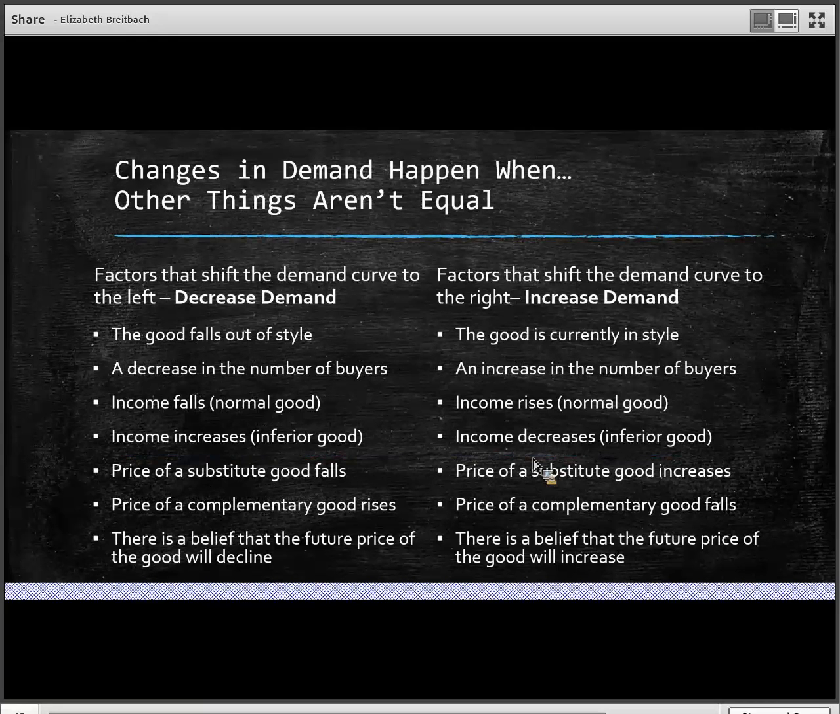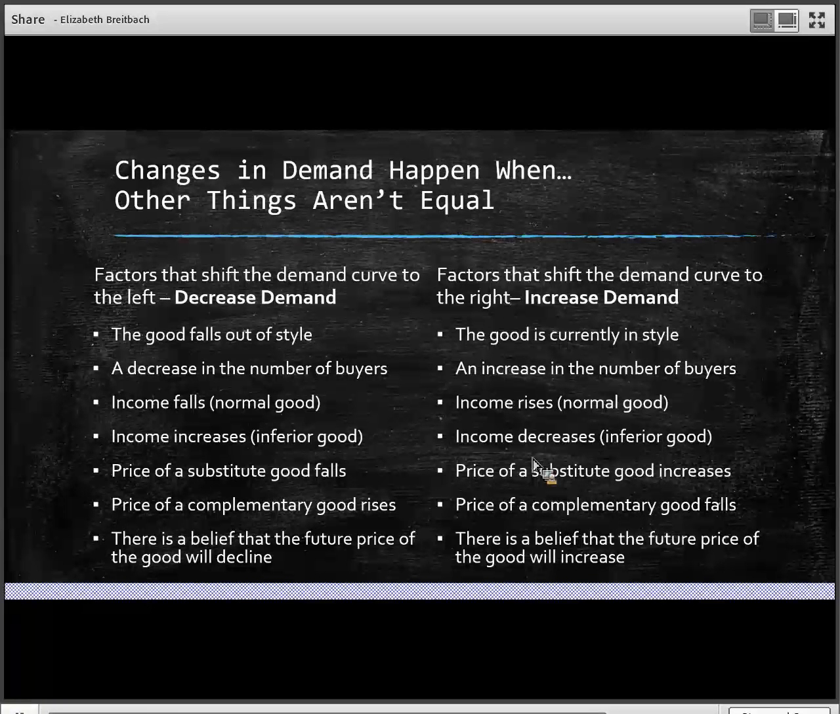If we see the good becoming very popular, that's going to cause an increase in demand. If the good is no longer desired, if it's considered out of style, we will see a decrease in the demand. The number of buyers is also going to influence our demand curve: more buyers entering into the market, increasing demand; fewer buyers or people leaving the market, decreasing the demand.